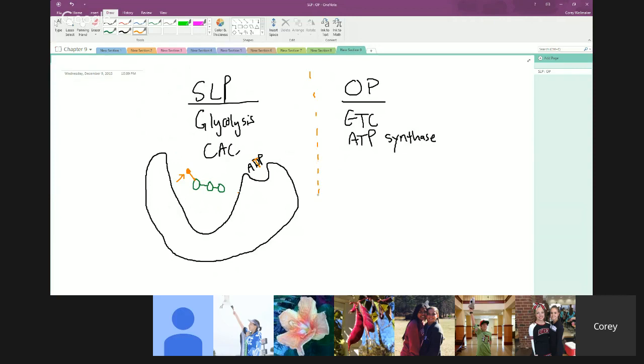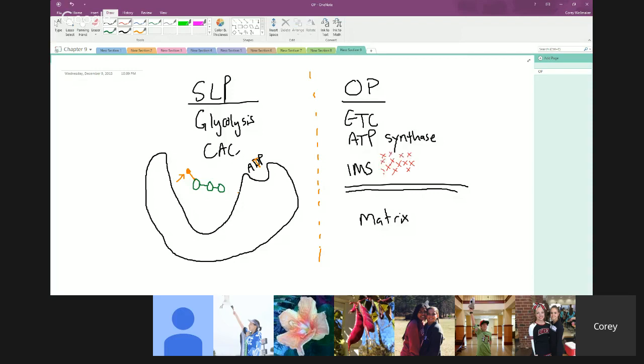And the difference is that in oxidative phosphorylation, you have the mitochondrial inner membrane. Here's the matrix. Here is the intermembrane space. In oxidative phosphorylation, you have the electron transport chain pumping hydrogens out.